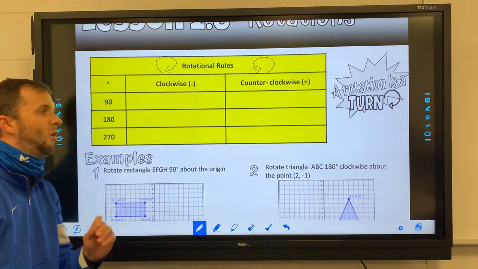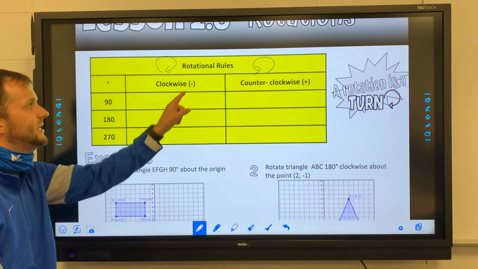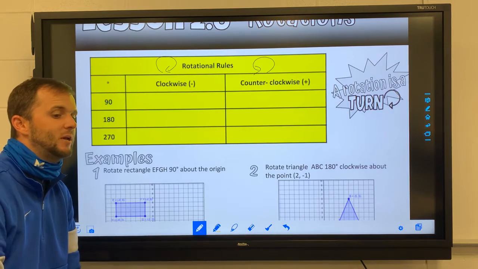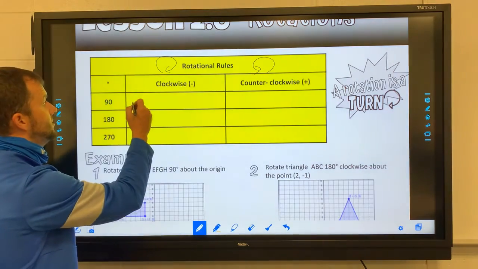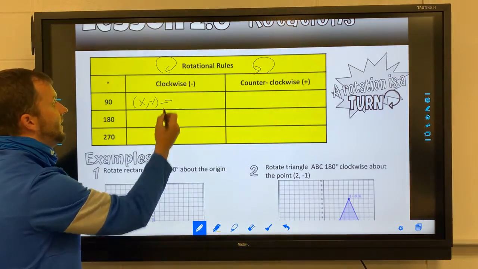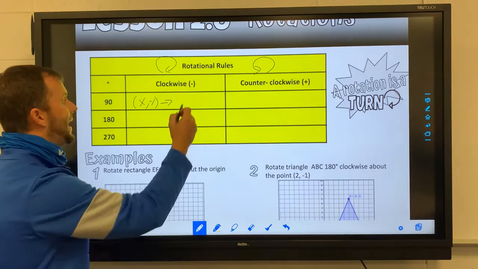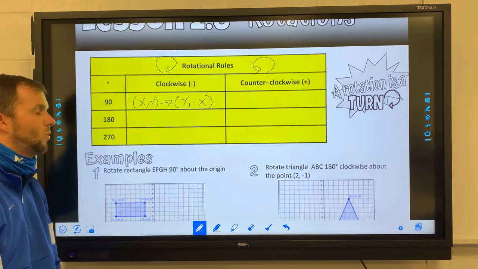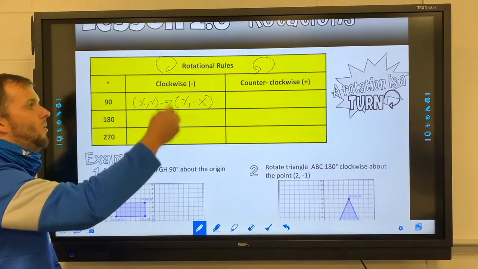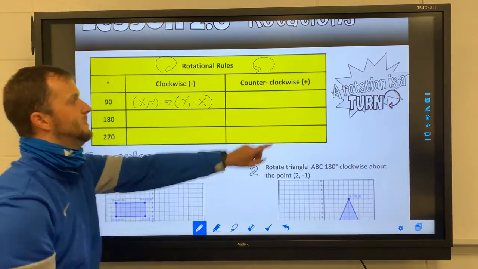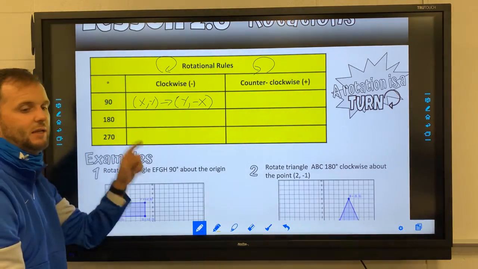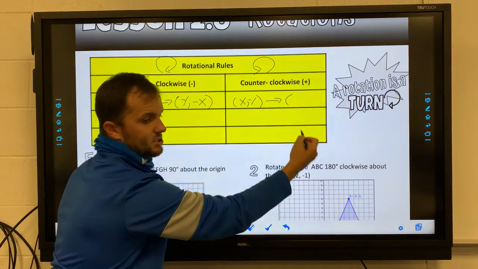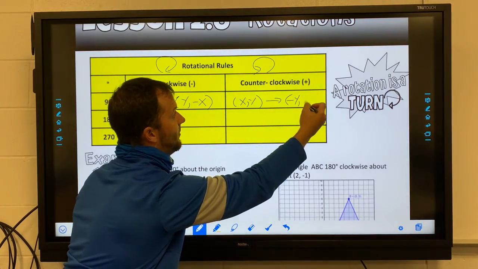Okay, so if your question asks you, I need you to go 90 degrees negative, that means we're going clockwise, okay? So 90 degrees clockwise, the rule is going to be (x, y) changes into (y, -x). So what that means is you're going to flip it and you're going to change the x coordinate, okay? So that's going clockwise. Going counterclockwise is positive, so it's asking you to rotate positive 90. This is going to be the rule: (x, y) changes into (-y, x).